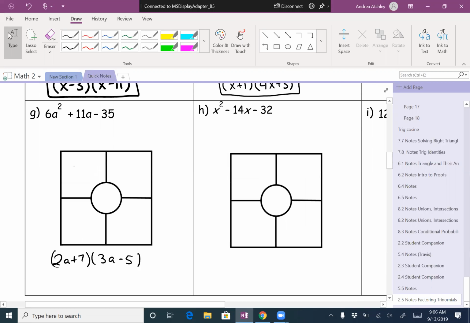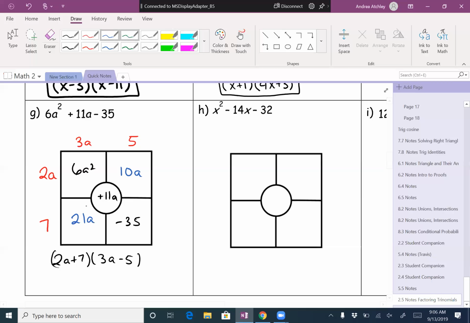So that gave me, again, the 6a squared plus 11a minus 35. 6a squared is 3a times 2a. And then 35 is 5 and 7. 5 times 2 is 10a. 3 times 7 is 21a.